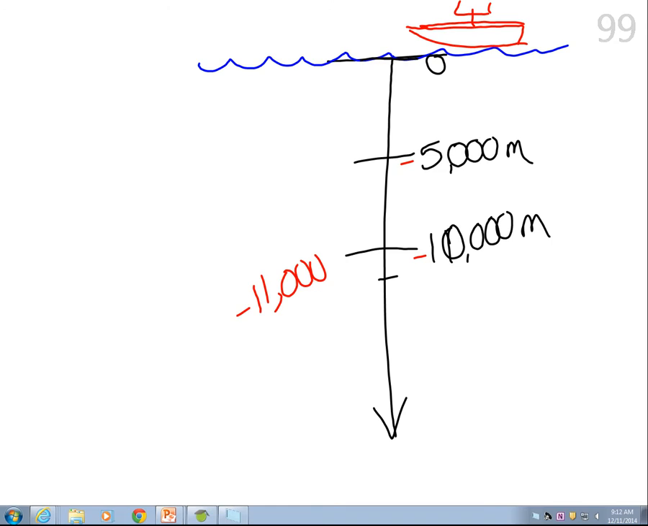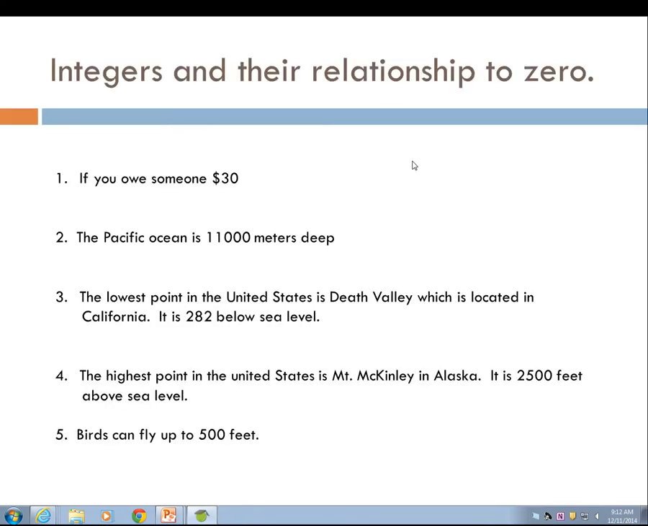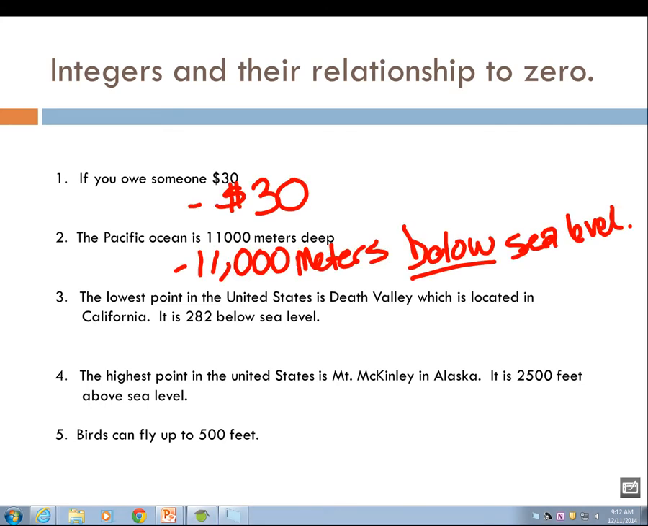Let's see here. There we go. The lowest point in the United States, Death Valley, is located 282 feet below sea level. So what's that going to be represented as, Avery? Negative, because it's below. Exactly.